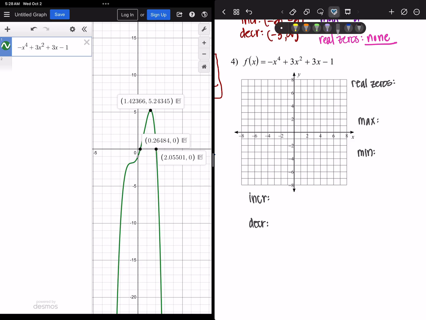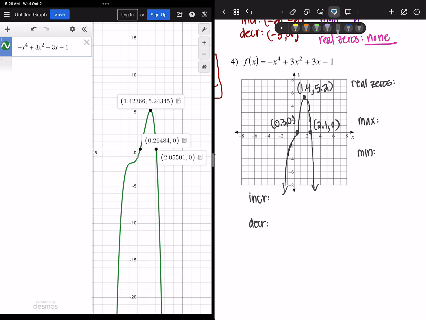So I'm going to reproduce this by plotting the maximum. That's going to be 1.4, comma 5.2. Then I've got a real zero at 2.1, 2.1 comma 0. And I also have a zero at 0.3, 0.3 comma 0. There's a y-intercept that looks like it's happening at -1. So I'm going to just kind of sketch what's going on here, reproduce it on my paper.